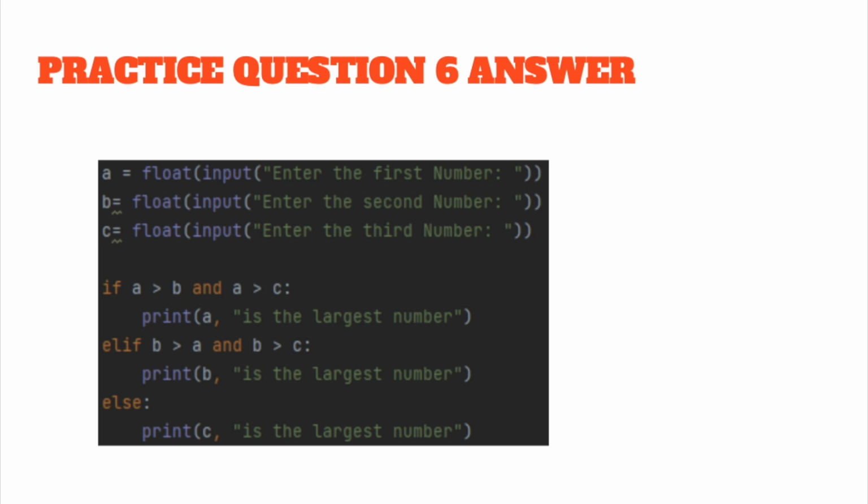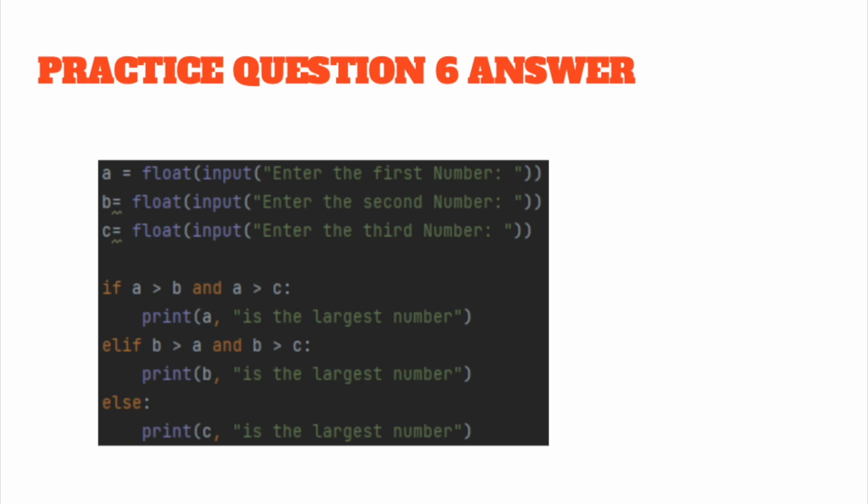If A greater than B and A greater than C, then quite clearly A is the largest number. We output that. Well, if we check if B is greater than A and B is greater than C, then quite clearly B is the largest number. Else, that means the only option left, C is the largest number.